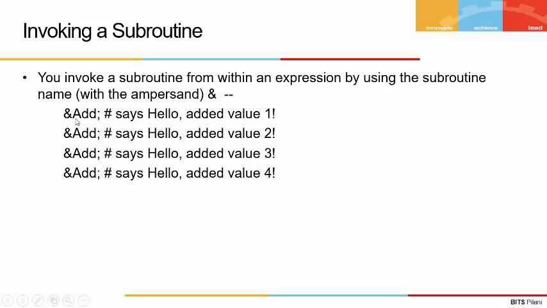As we said, it is done by using the ampersand. You use the name with an ampersand. For example, we had a subroutine here, the add. So how are we invoking it? By using the ampersand and giving the name of the subroutine, and this will print "say hello" and "added value is 1". The next time it is called, it will print "added value is 2". Like this, it will go on incrementing for the number of times you call this subroutine. This is a simple example of defining a subroutine and how you actually invoke one.